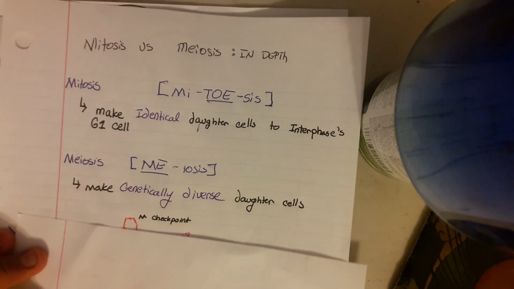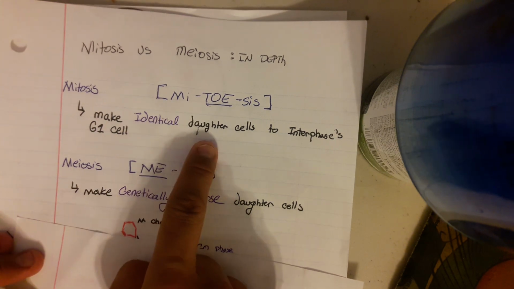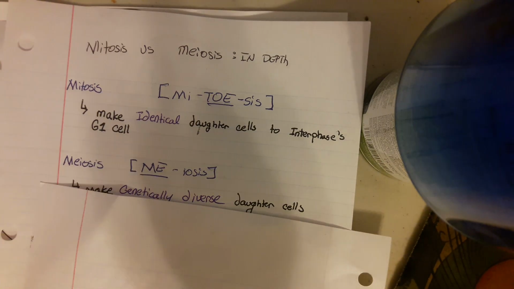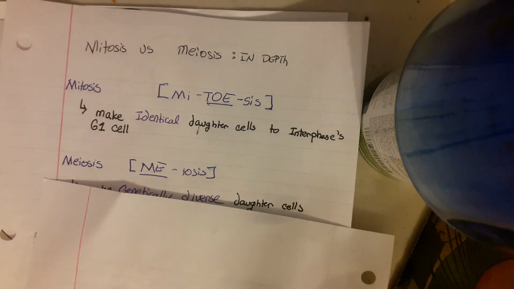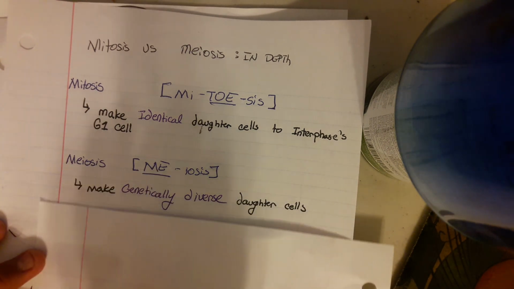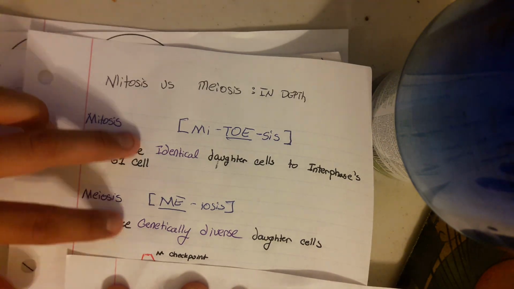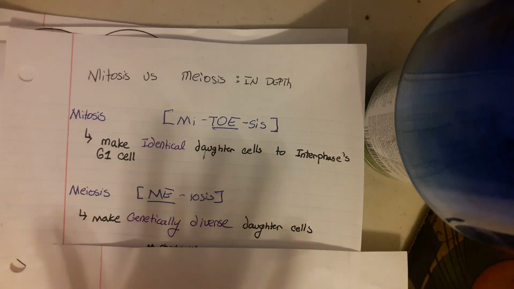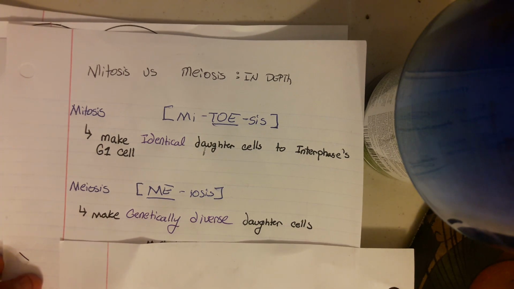For mitosis, I want you guys to know that the main goal of mitosis is to make identical daughter cells to the cell that you started with, and that cell that you started with is the G1 cell in interphase before the S phase, so before DNA synthesis. The second thing we're going to talk about is how meiosis makes genetically diverse daughter cells. So notice that one key distinction there between identical daughter cells for mitosis and genetically diverse daughter cells. These two main goals are going to drive everything that happens that's different between these two processes.